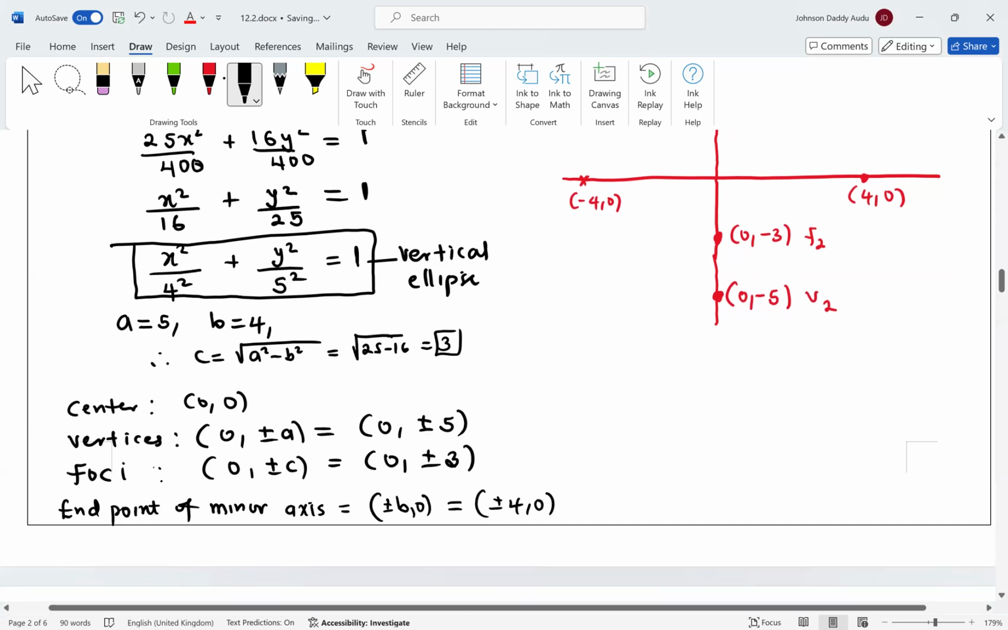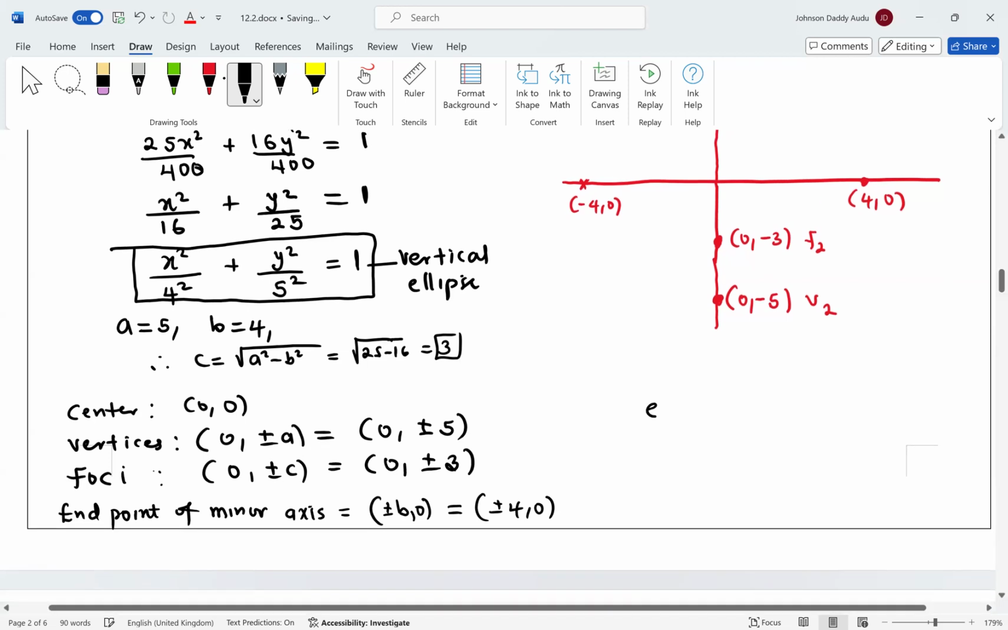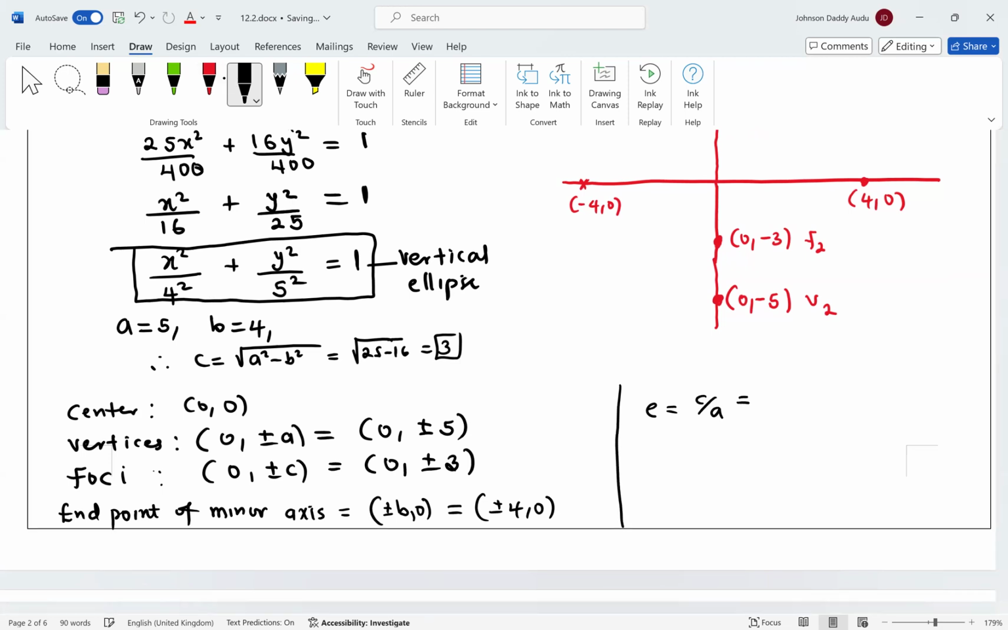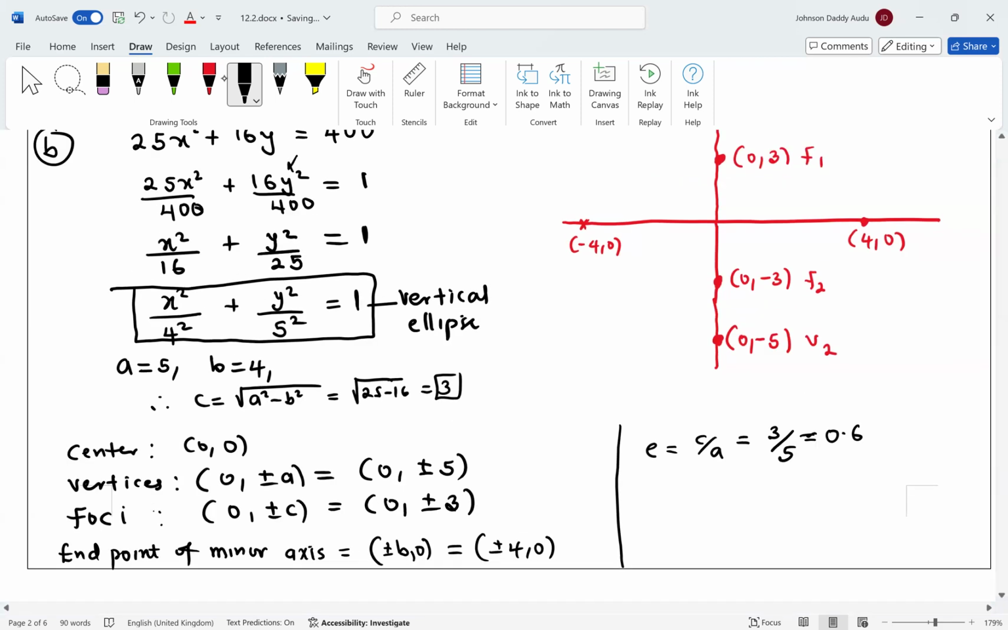So what is eccentricity? Let's say e equals c over a, which is 3 over, what is a? This is 3 over 5, right? Yeah, so 3 over 5. And this is going to be around 0.6. So you see, this is also closer to 1 than it is closer to 0. And okay, let's finish this one.